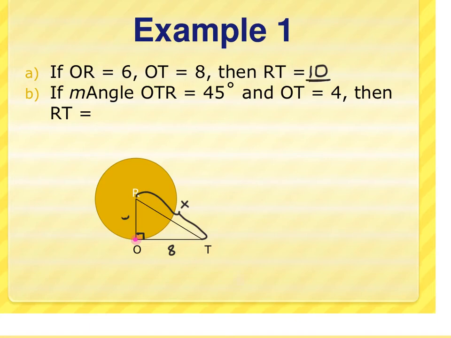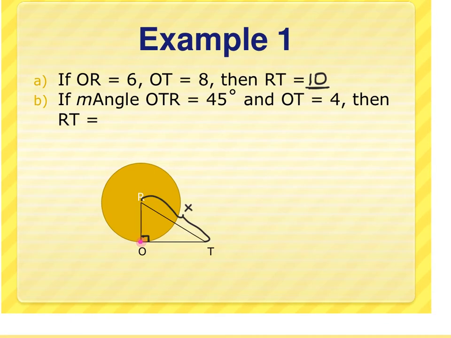Then it says, separately from that, that angle OTR is 45 degrees and OT is 4. What's RT? So now I've got a right triangle. One angle is 45, which means the other one is also 45, right? Even if it's not drawn to scale, which a lot of these won't be. So here's my a, here's my a, here's my a root 2, which means x's.